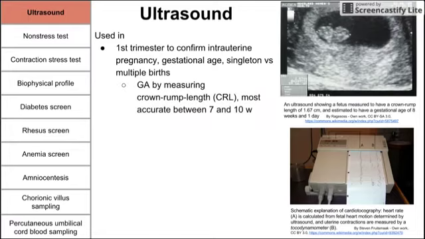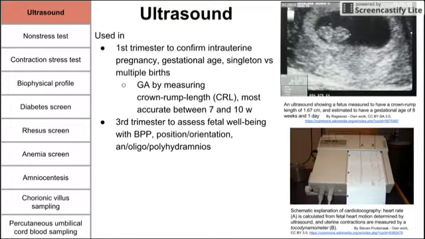In order to determine gestational age, ultrasound can be used to measure the crown rump length, also called CRL, and this measurement for gestational age is most accurate between 7 and 10 weeks. If you take a look at this top image on the right here, you see a sample measurement for crown rump length that estimates the gestational age of that fetus to be 8 weeks and 1 day.